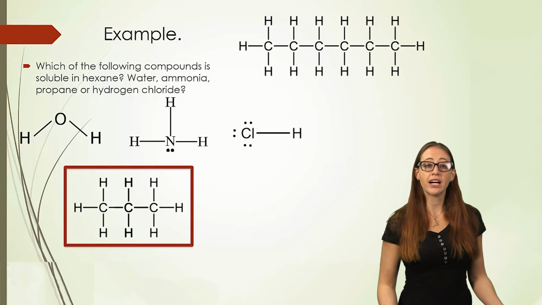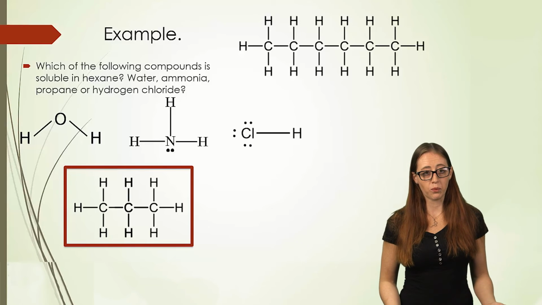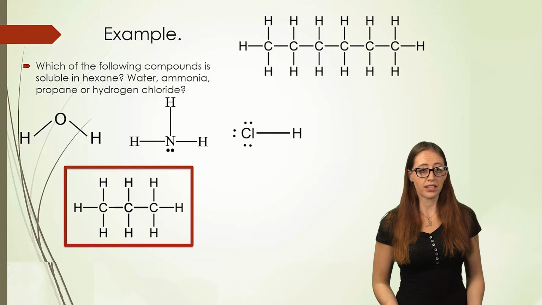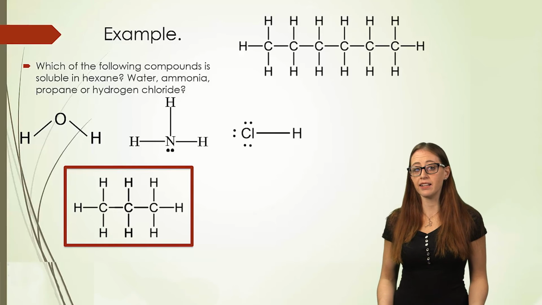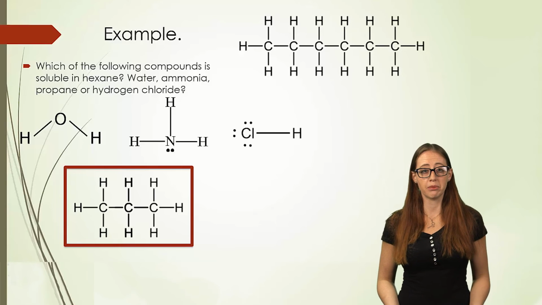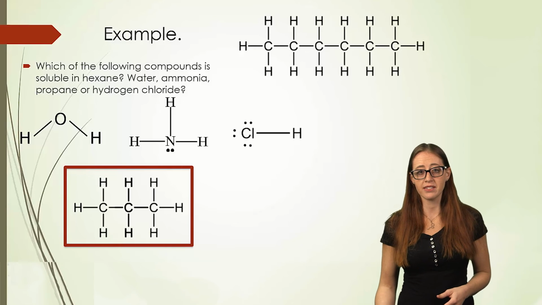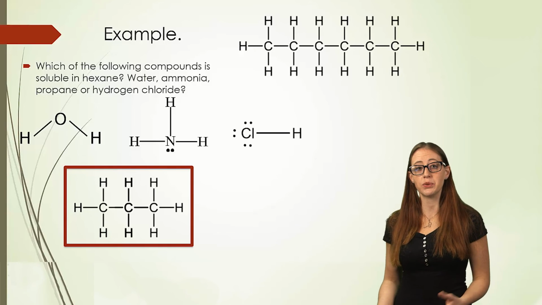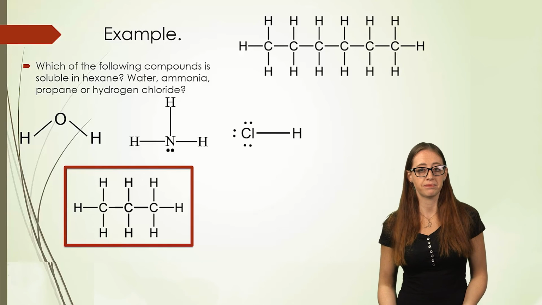It's of course going to be the other hydrocarbon chain, because the water, or H2O, has hydrogen bonding and dipole-dipole, as does the NH3, and the HCl has dipole-dipole. So because of that, the hydrocarbon is most likely to have the same interactions with the hexane as it does with itself, and will be most likely to allow entropy to let it mix.